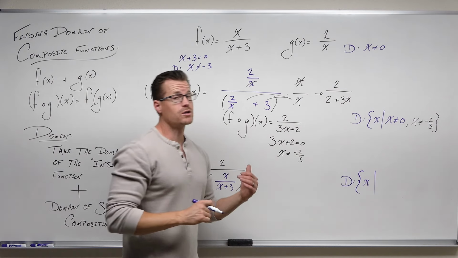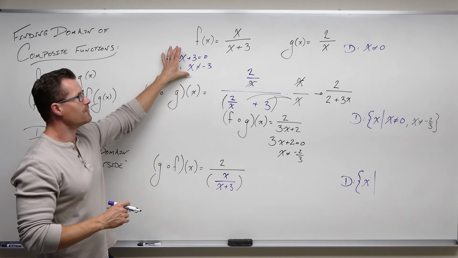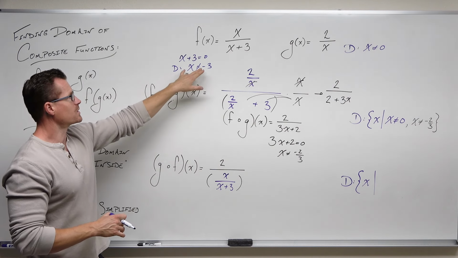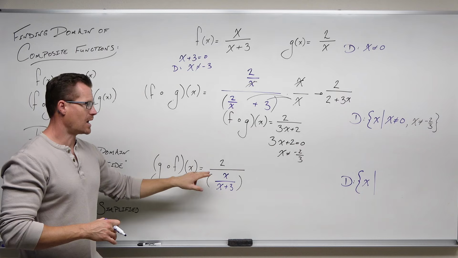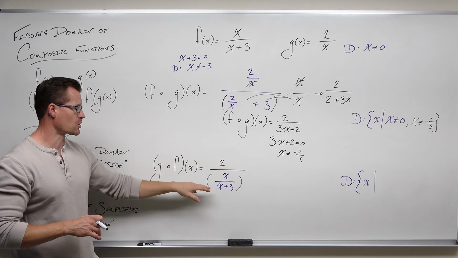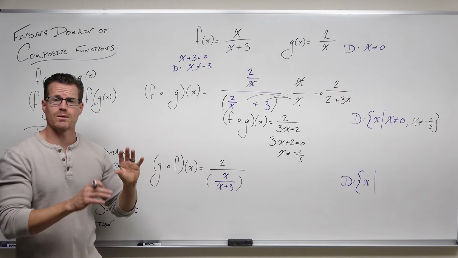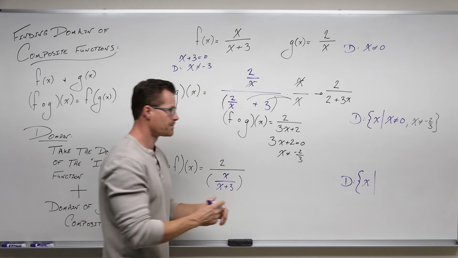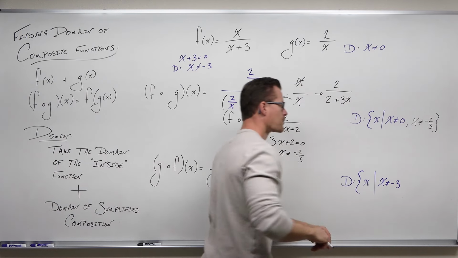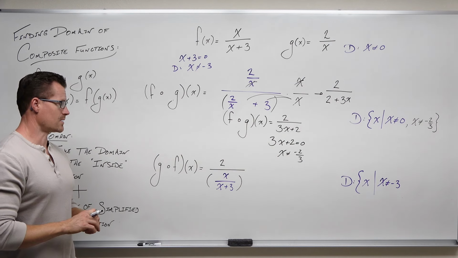So I'm going to start building my domain now. Because I already have this domain, I know that no matter what happens, I'm going to take this domain and I'm going to have that inside the domain of my final composition. So I know for sure that x cannot equal negative 3. I'm going to write it down now so I don't lose it. And I'm probably going to get some other restrictions out of this.